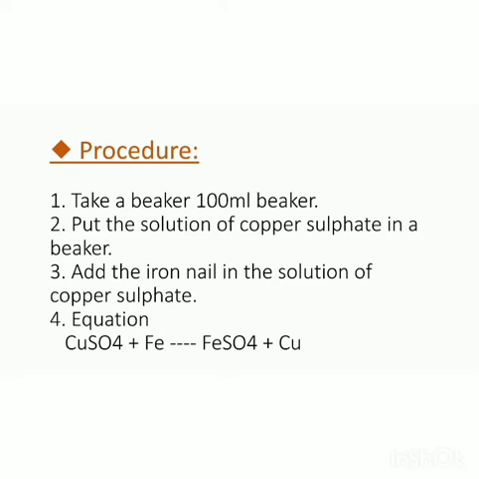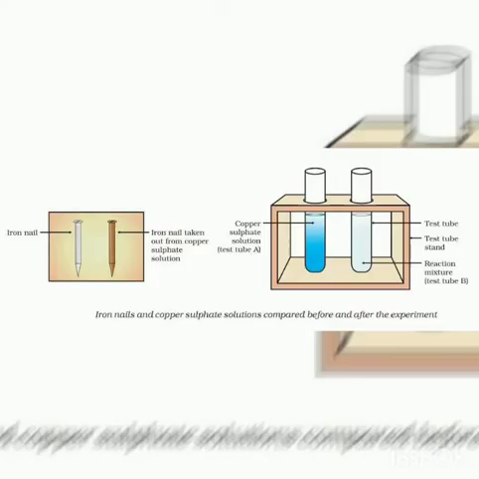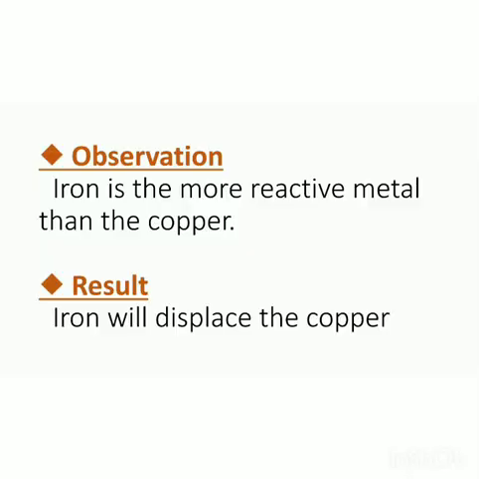Take a beaker of 100 ml, put a solution of CuSO4 in it. Now add an iron nail in it. As you can see on your screen, we will observe that iron is more reactive than copper, thus it will displace copper. Let's understand the activity with the help of the given video.